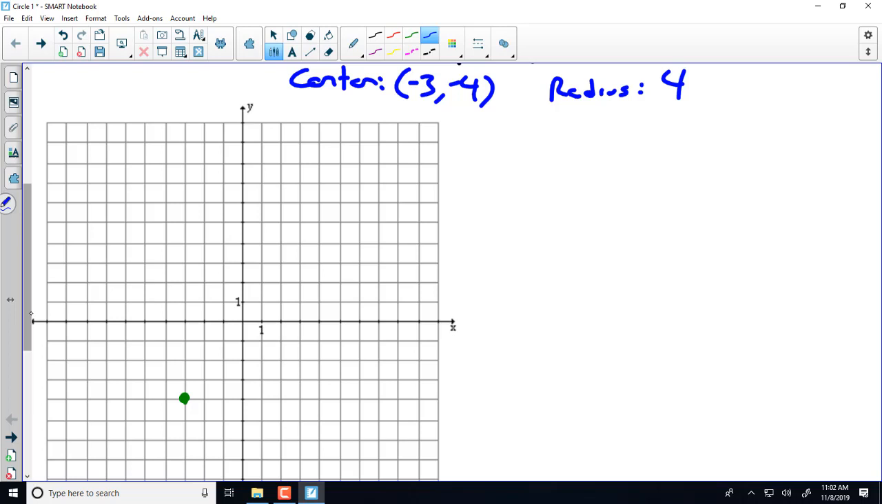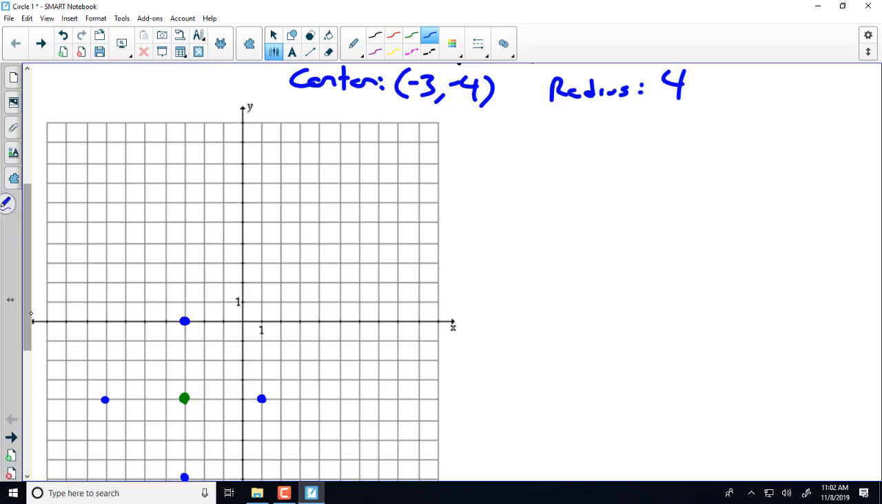So what we're going to do is from that point, the center, negative 3, negative 4, I'm going to go up 4, down 4, left 4, right 4. And don't worry if you cross over an axis, you're just counting units. So up 4, right there, that's 4 units up. 4 units right, we cross right over the y-axis, that's okay. 4 units left puts us right here, and 4 units down puts us right here, the bottom of my picture. We can still see it there though.